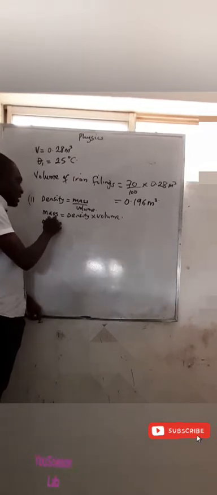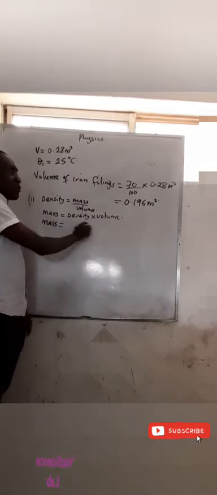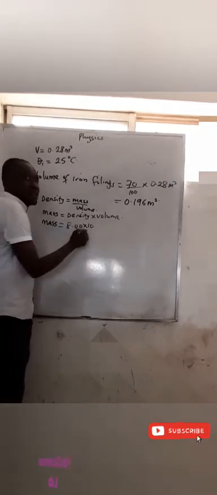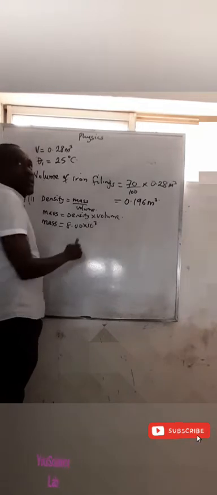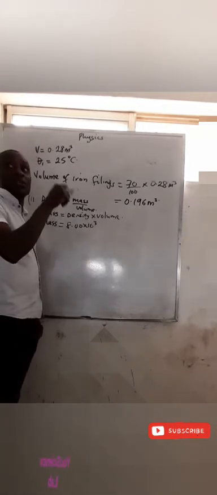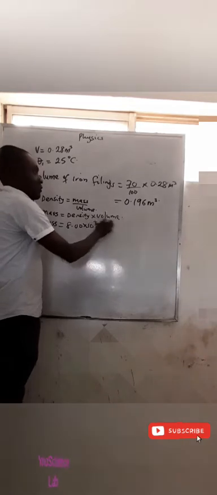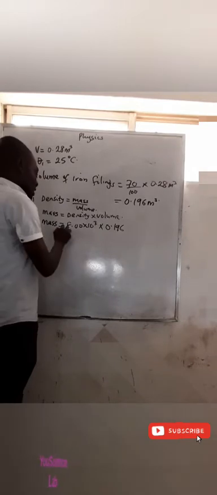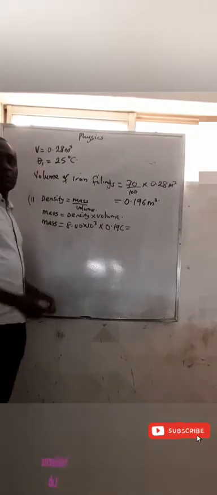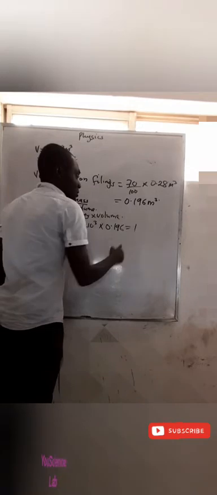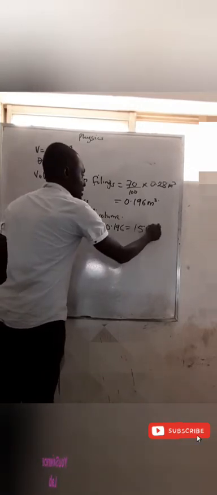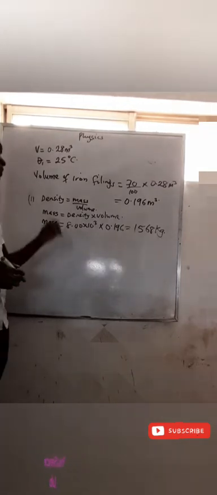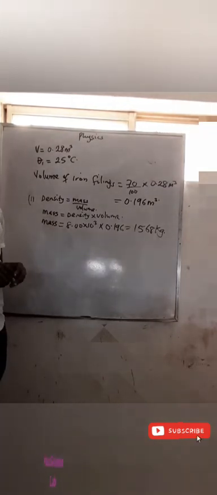So here I'm going to multiply this now. So the mass of the iron filing is going to be, what's the density of iron filing? 8.00 times 10 power what? 3 what? Kilogram per meter cubed, so times the volume we calculated, 0.196 meters cubed. So let's work that out. That's going to give us what? 1,568 kilograms. So that is the total mass of the iron filings. Are we good? Yes, sir.